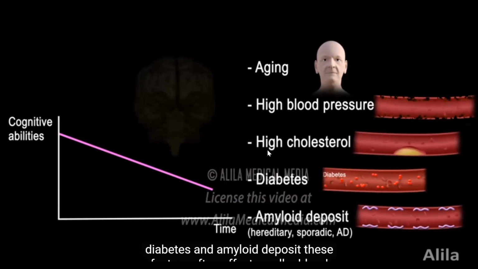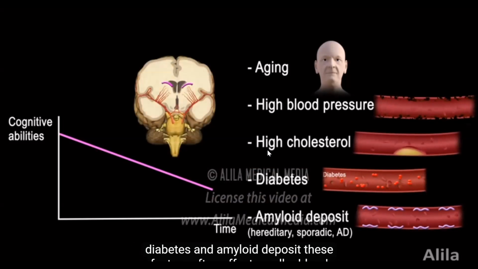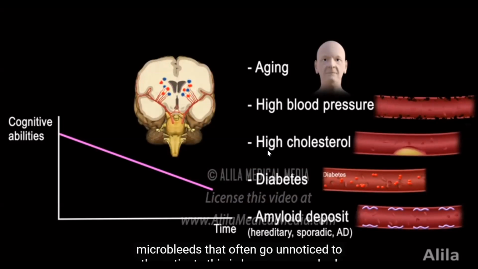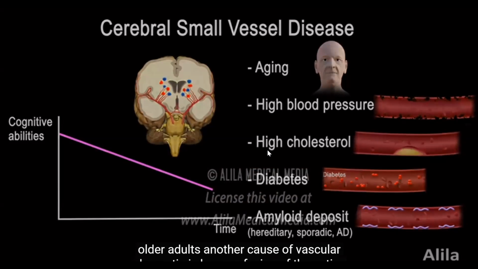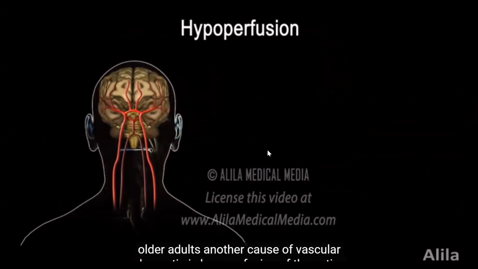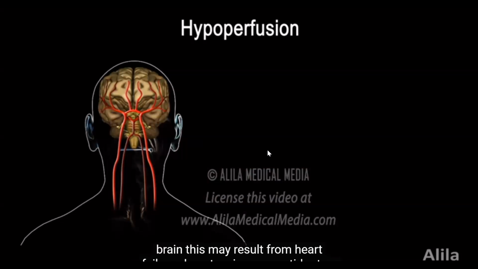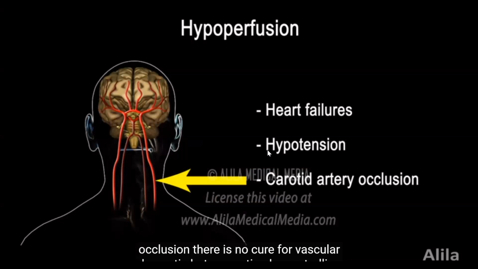amyloid deposit. These factors often affect smaller blood vessels deep inside the white matter of the brain, causing small blockages and microbleeds that often go unnoticed to the patients. This is known as cerebral small vessel disease and is the most common cause of vascular dementia in older adults. Another cause of vascular dementia is hypoperfusion of the entire brain. This may result from heart failures, hypotension, or carotid artery occlusion.